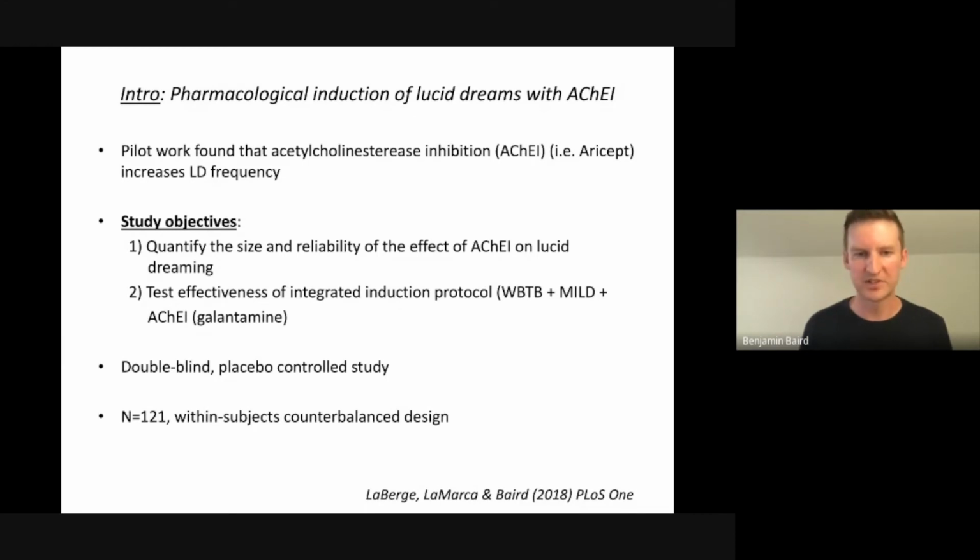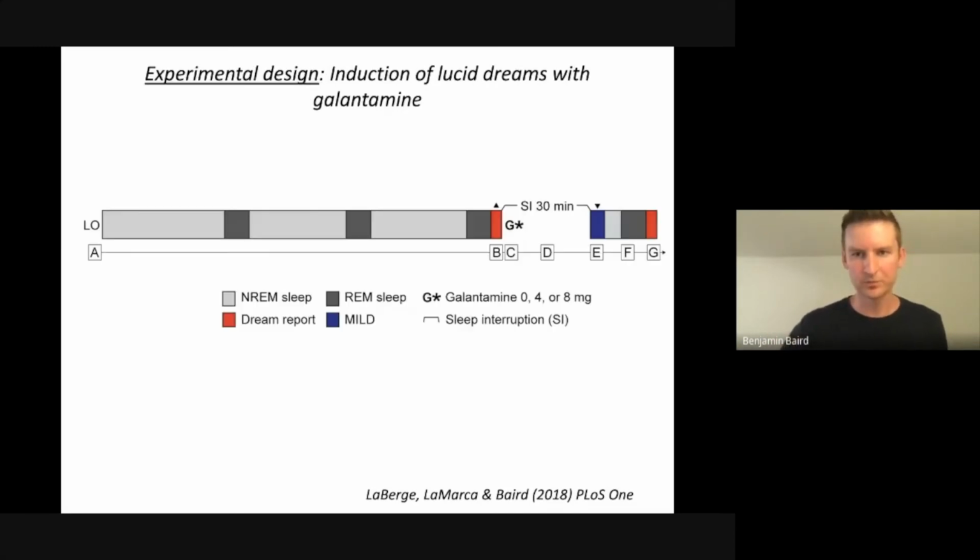This was a double-blind placebo-controlled study with 121 people using a counterbalanced within-subjects design. So everyone had the full dose, a half dose, and a placebo. This is a schematic of the procedure. People slept for about 3 REM cycles, shown with the gray bars. They woke up and took one of the 3 doses of galantamine. They did this whole thing on 3 different nights: either 0 for placebo, 4 milligrams the half dose, or 8 milligrams the full dose. They then stayed awake for 30 minutes. Then they went back to sleep for what we call the experimental nap segment, shown with the last 2 gray bars there. Then they woke up and gave a dream report.